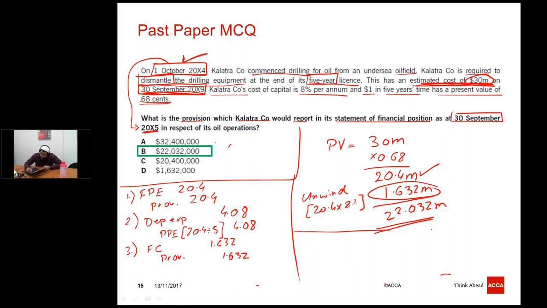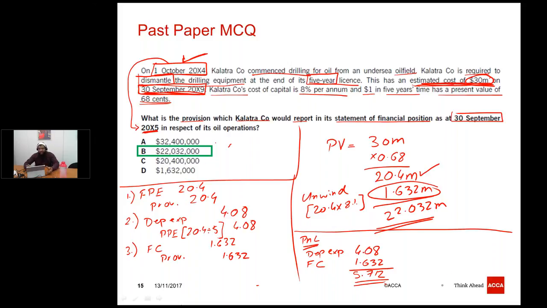So if I write down the values that would be reported in P&L, the depreciation expense is a part of P&L by 4.08 and the finance cost is 1.632. So the total is going to be 5.712 in P&L. So the question can even say, if I change the requirement and I say, calculate the amount that would be recorded as an expense in P&L, so that would be 5.712.